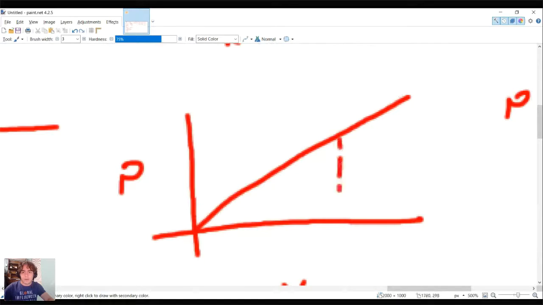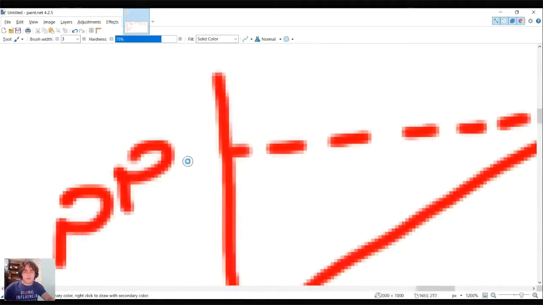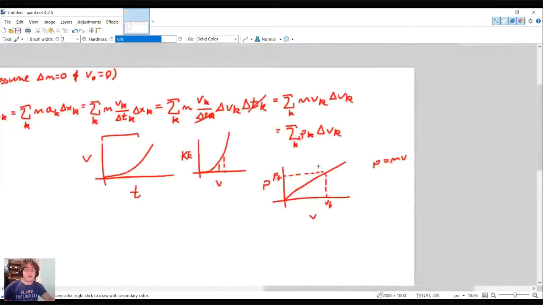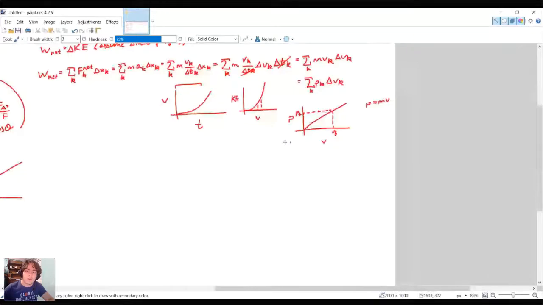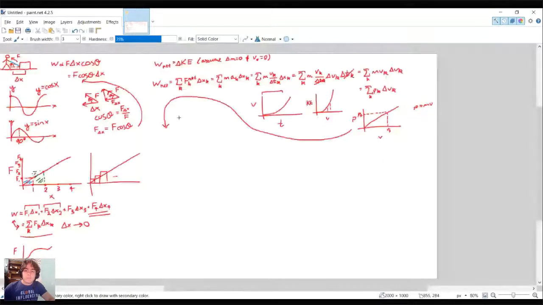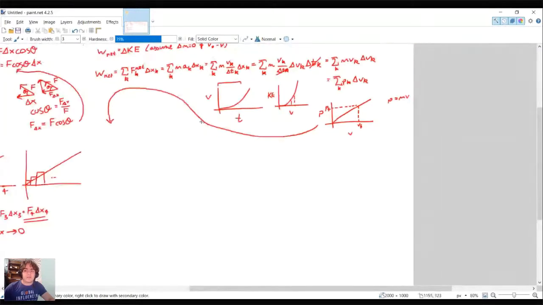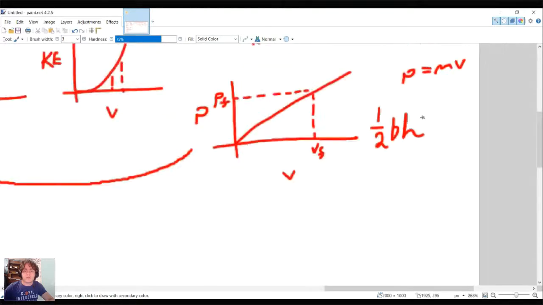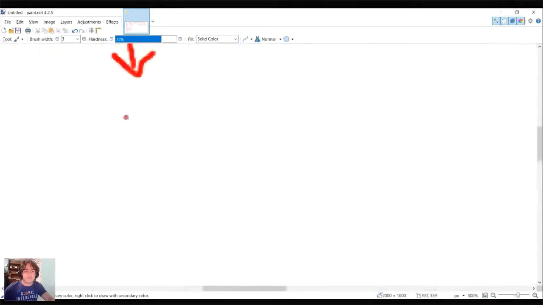So we'll call this value v_F and this value p_F. And this is where the initial speed and the initial momentum would come in, because we'd have to subtract the area of two things. But we don't have to deal with that. We could just trust our intuition. So I'm going to move that over here. And what's the area? This is 1/2 base times height. So area is 1/2 base times height. So that'd be 1/2 p_F v_F.